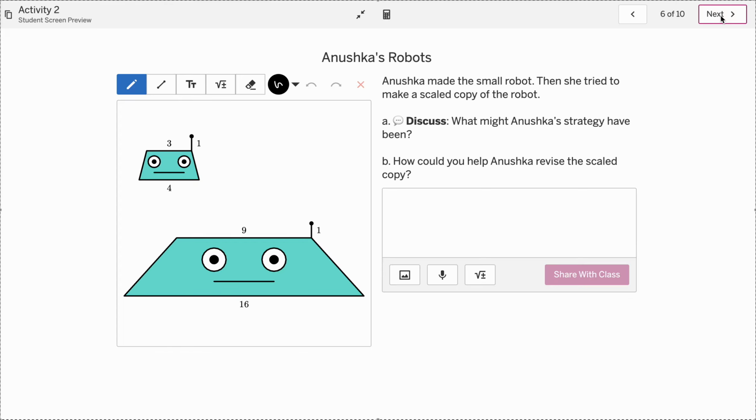Next. Anushka's robot. So Anushka made the small robot, then she tried to make a scaled copy of the robot. So in class today we thought, and then we discussed with our pairs, but let's just take a look here and see what the difference is between this robot and this robot. I notice a way that she got from 3 to 9, and 4 to 16, and 1 to 1. I wonder if you notice the same thing. I'm going to let you think about it.